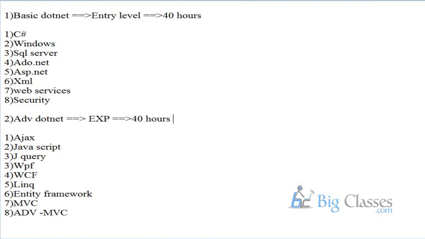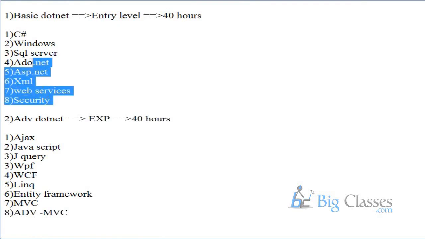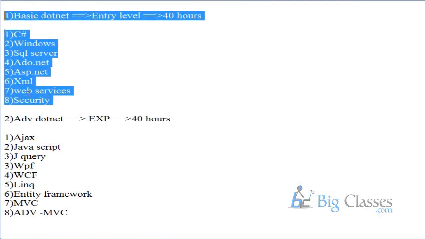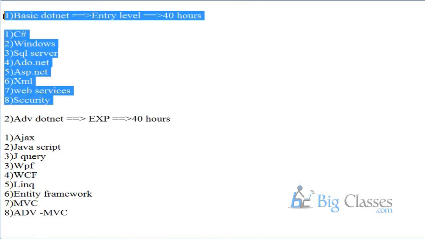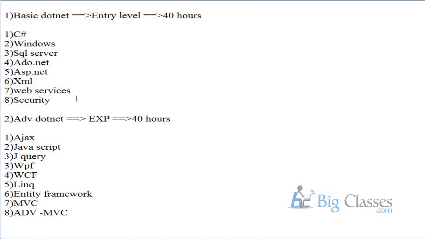So the total course is going to take 80 hours, basic as well as advanced. First, get clarity on whether you want to go with basic or advanced, because basic is different and advanced is different. Or else you can go with basic first, get clarity, and then go with advanced. Fine.